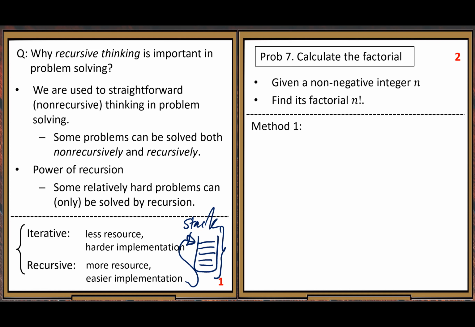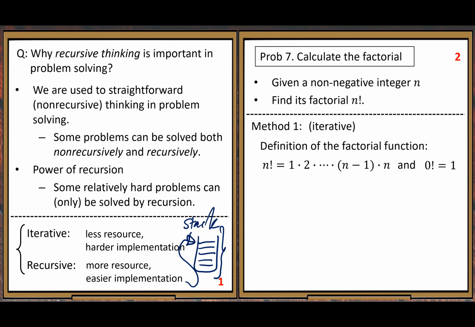That's simple, by the definition of factorial. You just use a for loop. But here, when we start, we need this: 0 factorial equals 1. Do you know this? 0 factorial equals 1, not 0. That is the assumption.